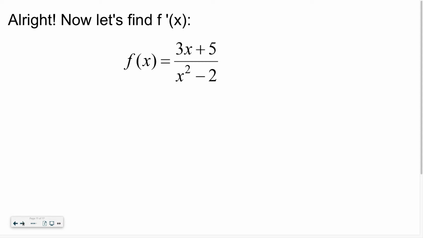All right. Now write it down because we're going to take its derivative.